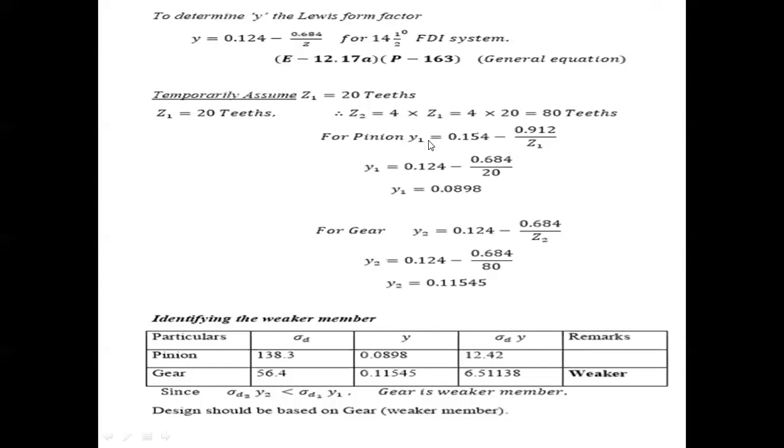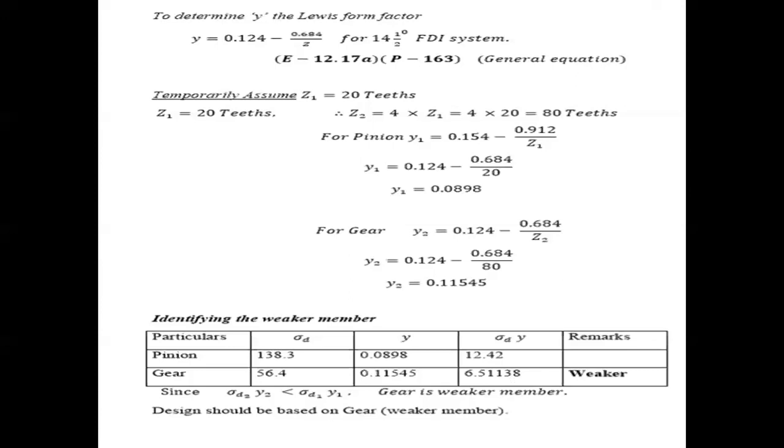And substituting in the above equation 12.17a, I will get y1 equal to this value as well as y2 equal to this value. The same procedure, I have to draw the tabular column and substitute that sigma d into y. Once I substitute in both the conditions, out of these two, gear is the weaker member because for pinion it is 12.42 and for gear it is 6.51. By looking at these values, we can decide which one is the weaker member.